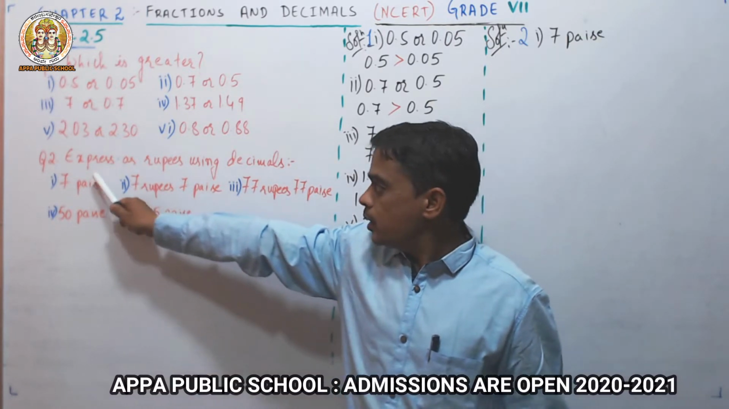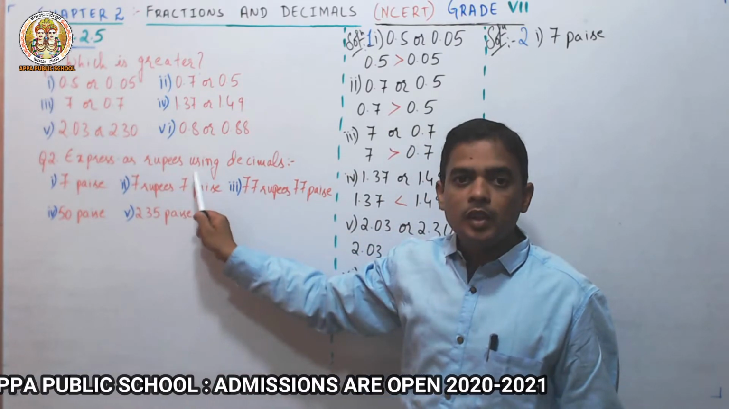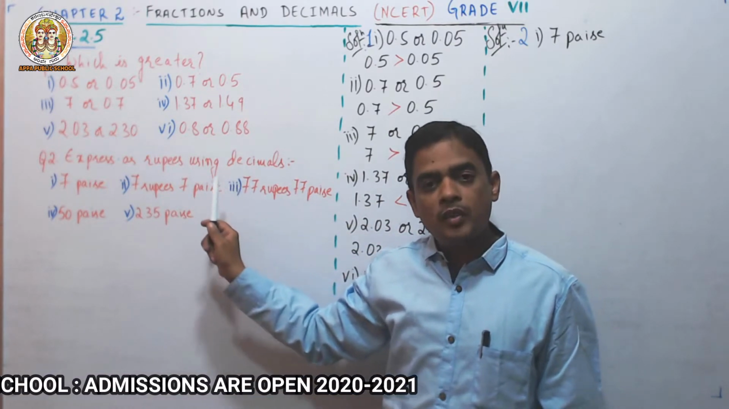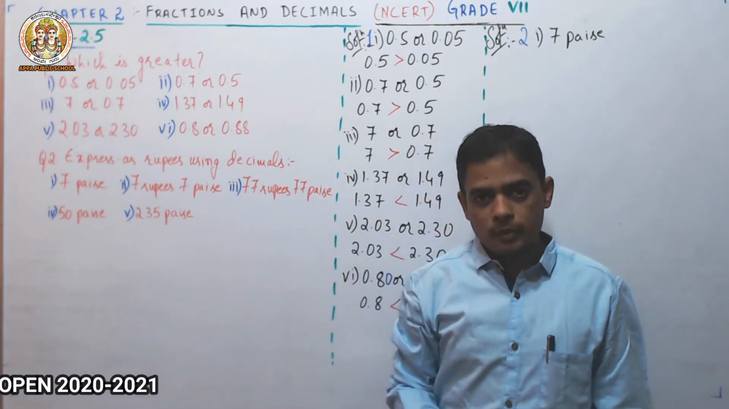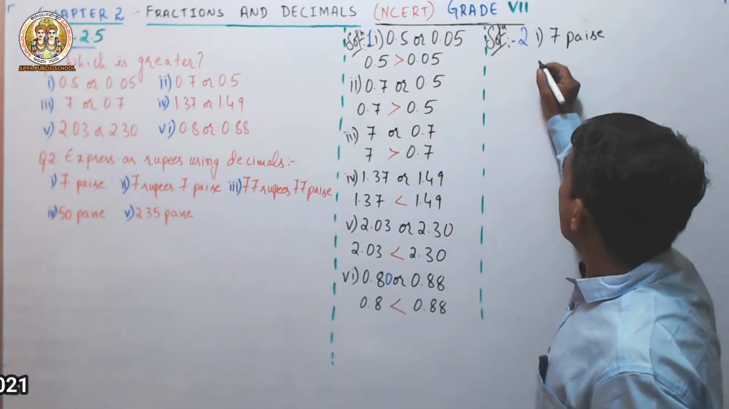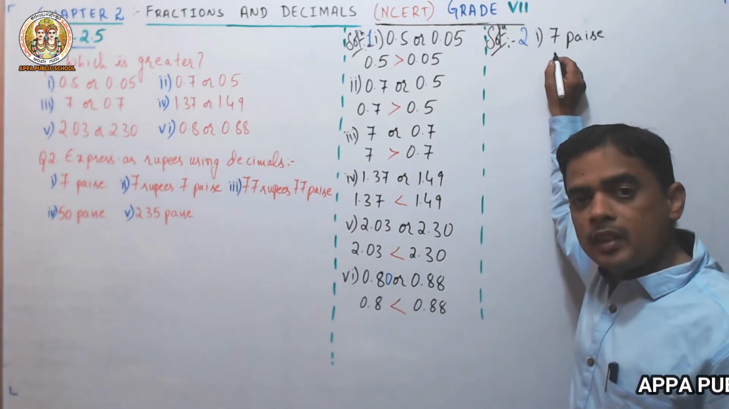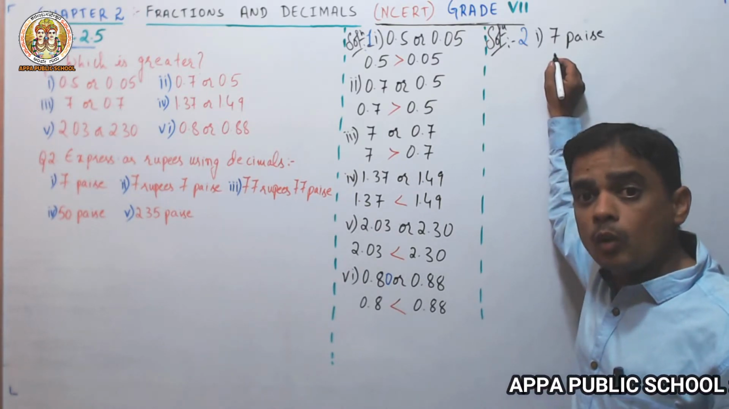Okay, the question is express as rupees using decimals. Using decimals you have to convert it into rupees, that is, from paise we have to convert it to rupees. The first one I will solve. The question is 7 paise. This paise we have to convert into rupees.